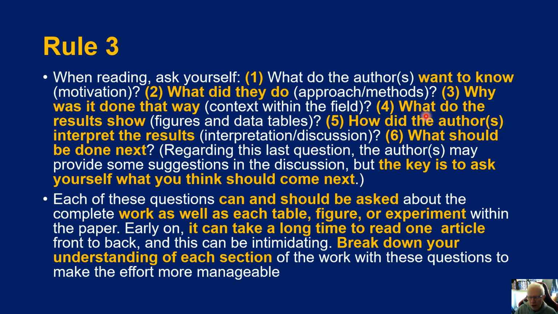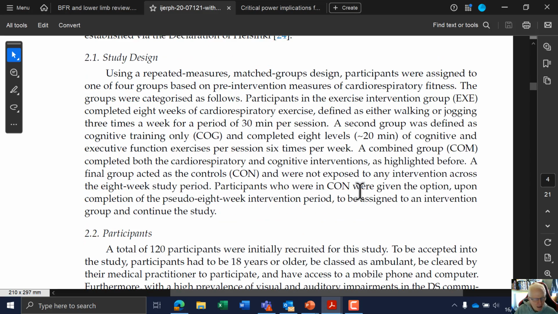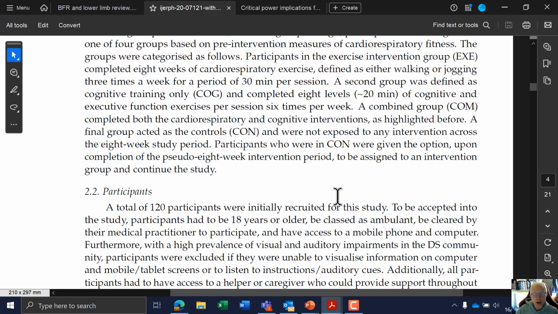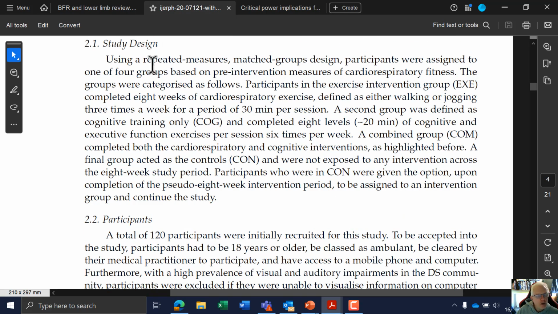Then go to, okay, why was it done that way? They may well explain the approach that they took. In this example, why did they use a repeated measures, matched pairs, group design? Well, they may not tell you that. This is where you may have to do reading around. You may have to think, well, why would they have done it that way? Why not do it another way? And this is where you have to take on the role of being a bit of an investigator. Do not assume that the paper is going to tell you everything.